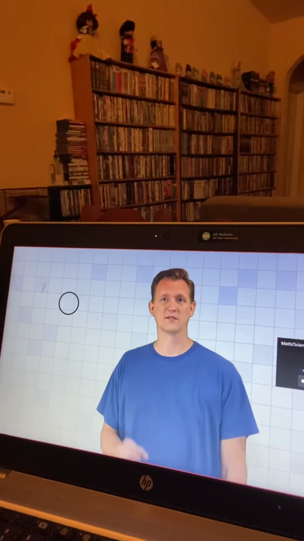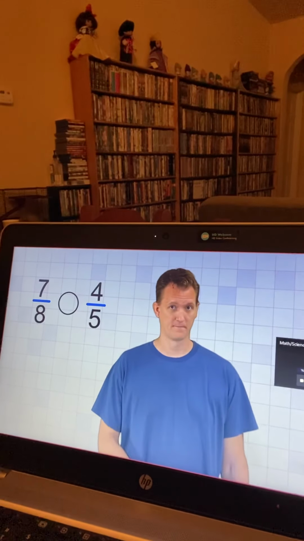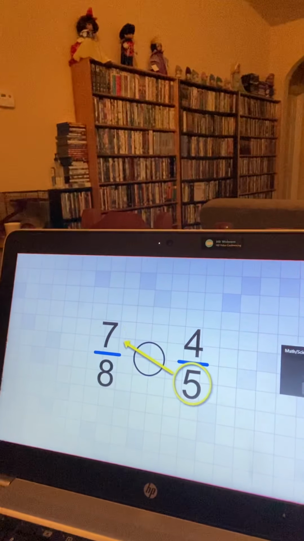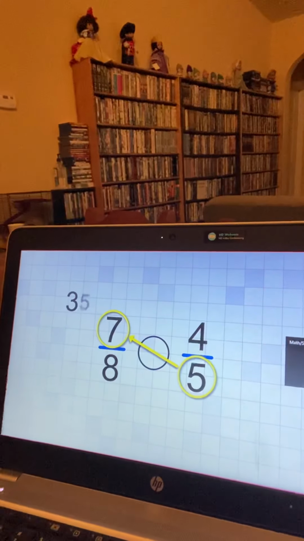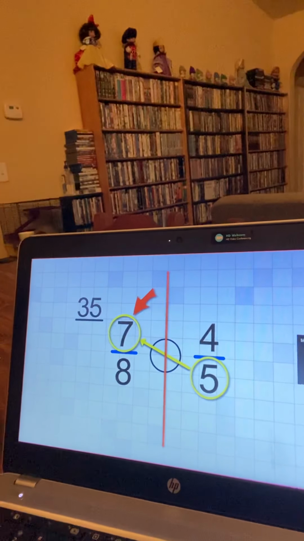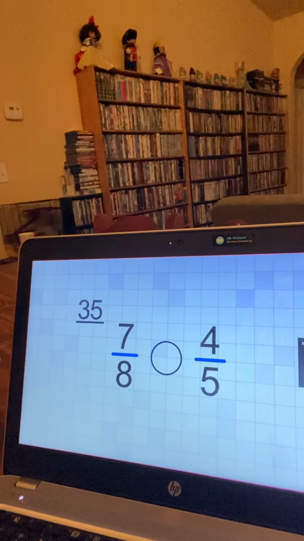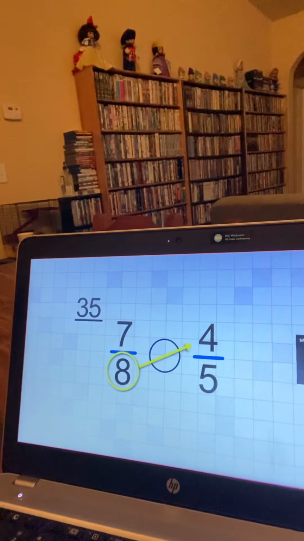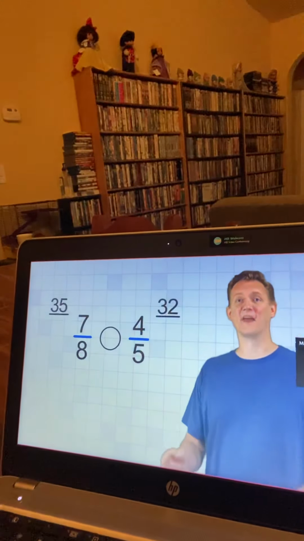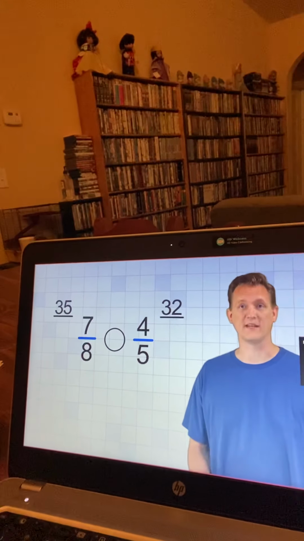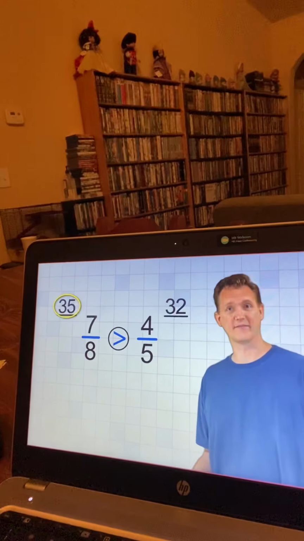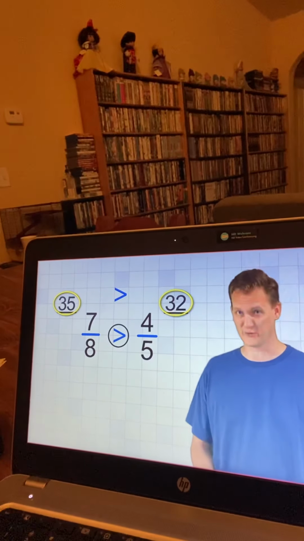Let's compare the fractions 7 over 8 and 4 over 5. We start by multiplying the second fraction's bottom number, 5, by the first fraction's top number, 7. And that gives us 35 for the new top number on this side. You'll always keep the answer on the side of the top number that you multiplied. Now for the other side. The bottom number, 8, times the top number, 4, gives us 32 for its new top number. Aha! Now it's easy to see that the fraction 7 over 8 is greater than the fraction 4 over 5 because its new top number, 35, is greater than the other new top number, 32.